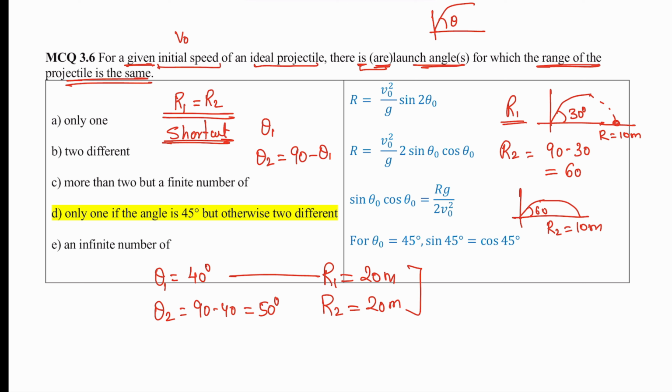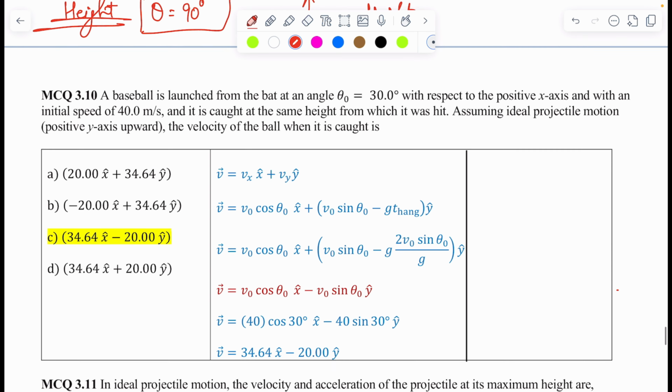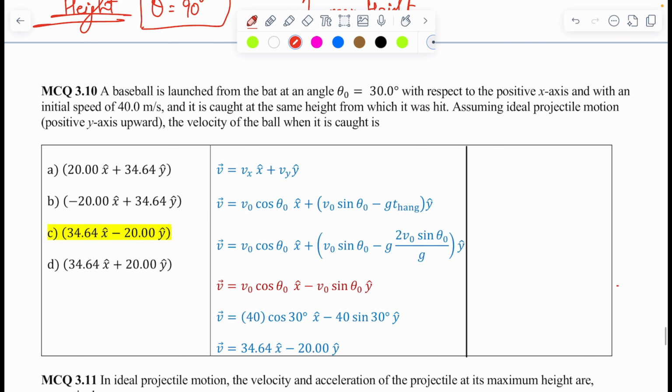Okay, I want to add one more point for you. This is for the range, but for height there is only one angle, theta should be 90 degree. If you throw something exactly up, that will create the maximum height, that will cover your maximum height. Clear? Okay, next question.